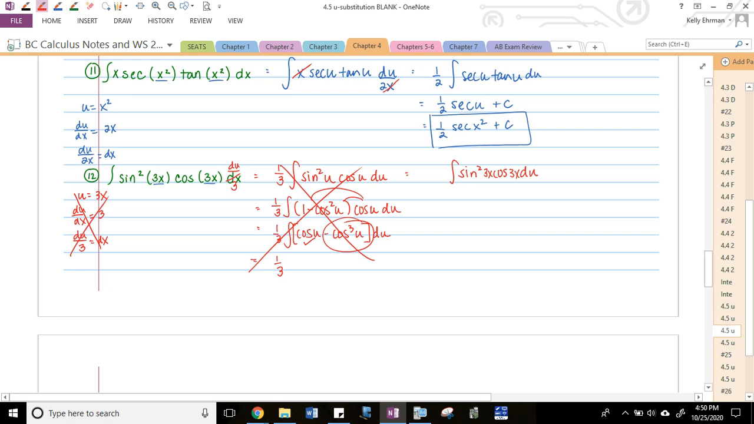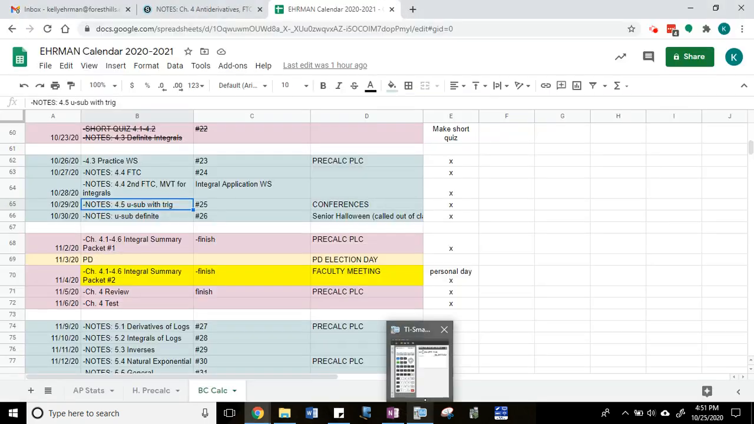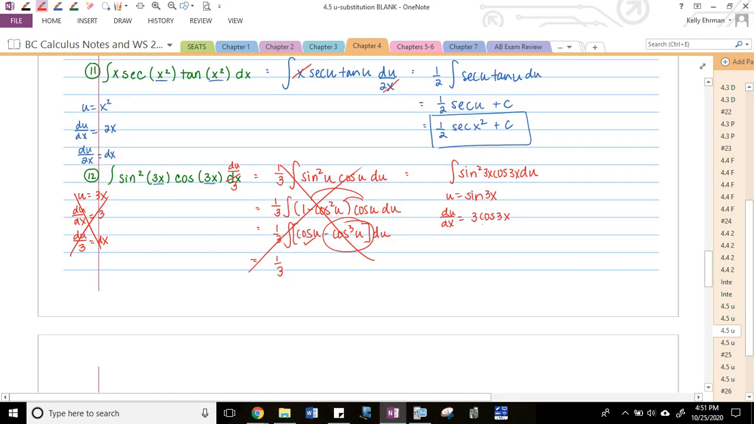All right, what if we let u equal what I consider to be the nested function, sine 3x, right? I don't want it to be sine squared. I want it to be sine 3x. Okay, so let's let u equal sine of 3x. Then what's du dx? The derivative of sine is cosine 3x, and then the derivative of 3x is 3, so let's put that out here. Does that help me out?